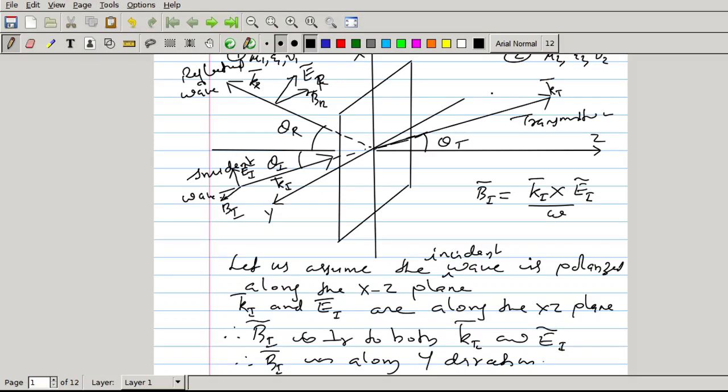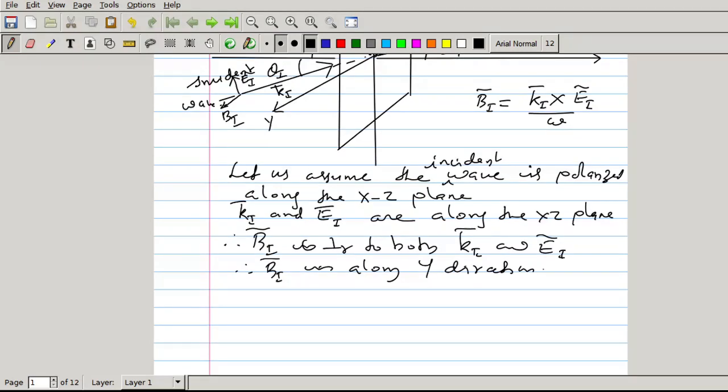Here the electric field is perpendicular to this one, E transmitted. Then what about the magnetic field? The magnetic field will be K cross E, a direction perpendicular to these two. That will be along the positive Y direction. This is B transmitted. So the incident and transmitted wave magnetic fields are along the positive Y direction, and the reflected magnetic field is along the negative Y direction.